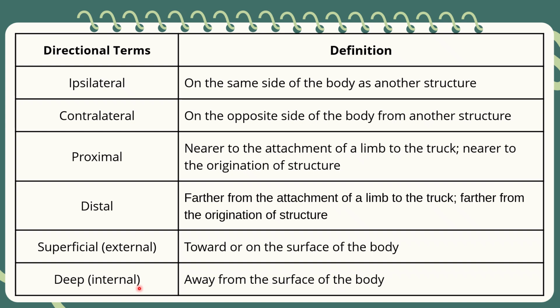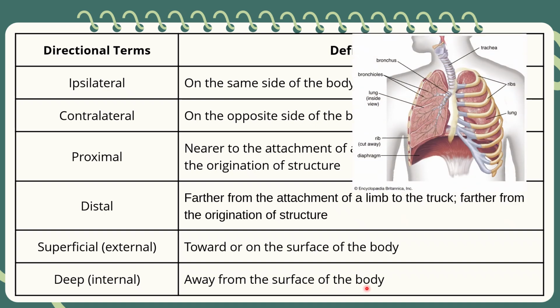Next term, that is the deep or internal. Deep or internal means away from the surface of the body. Superficial means towards the surface of the body, whereas deep means away from the surface of the body. For example, we can say the ribs are deep to the skin of the chest and back. These are the ribs which are deep inside our skin of the chest and back area.